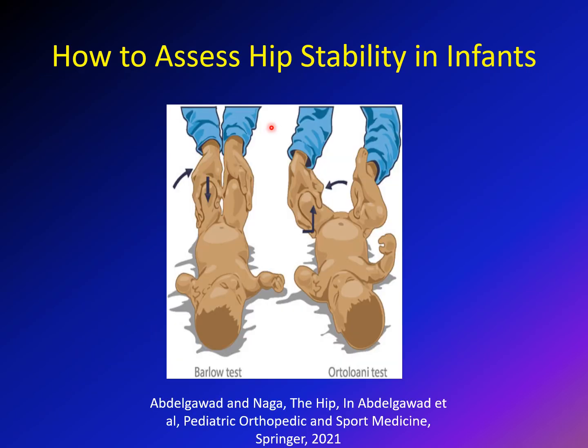So let's review how to assess the hip stability in newborns. Remember that hip dysplasia is completely asymptomatic, so there will not be any symptom. You will have to look for it, or what we will describe later as the surveillance. So you will have to assess the hip stability. There are two main tests for assessment of hip stability: Barlow test and Ortolani test, and we're going to go in details in both of them.